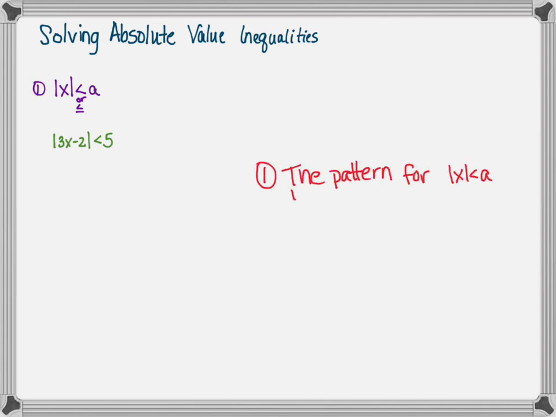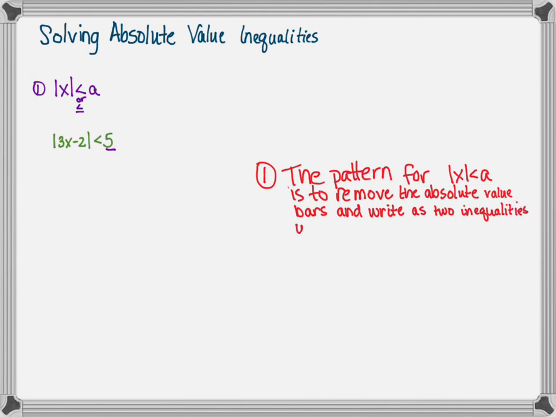So the pattern for the absolute value of x is less than a, some number, is to remove the absolute value bars and write as two inequalities with an and. So the opposite of a is less than x, and x is less than a. So for ours, we'll take the 5, take the opposite of it, negative 5 is less than, and then take what's inside the absolute value bars, 3x minus 2. So we have negative 5 is less than 3x minus 2, and 3x minus 2 is less than the positive 5.